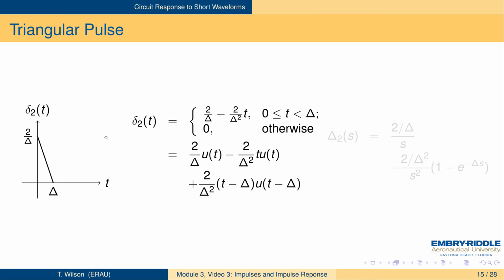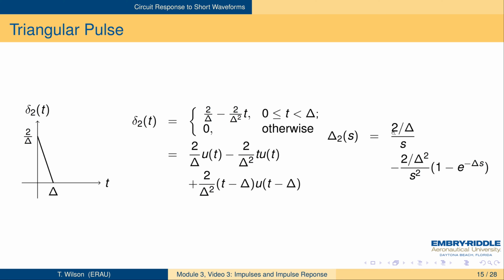There's a constant 2 over delta. There's a negative ramp with an amplitude 2 over delta squared times t. And then to make this thing turn off, we have to start adding in a positive ramp with amplitude 2 over delta squared at delta. And so that's how we've superposed these three infinite duration waveforms to build this finite duration waveform.